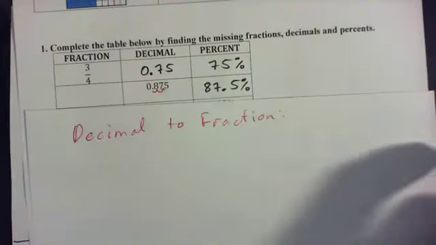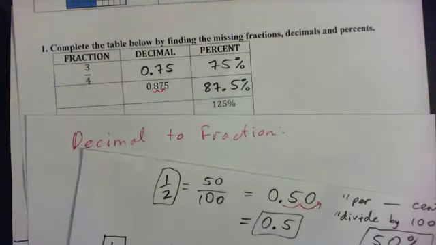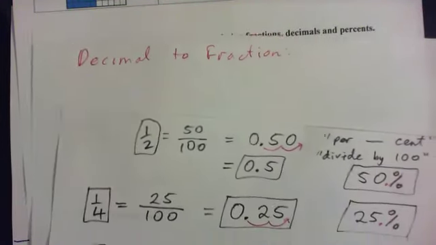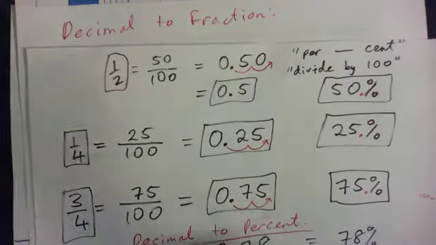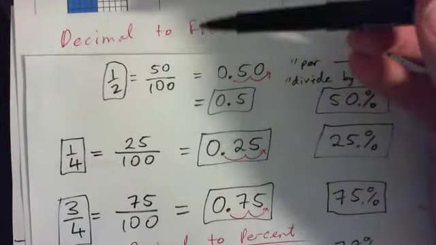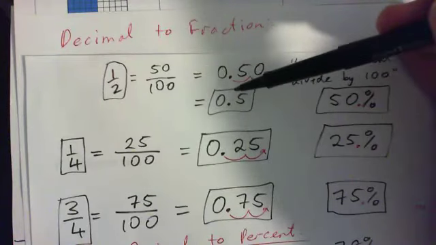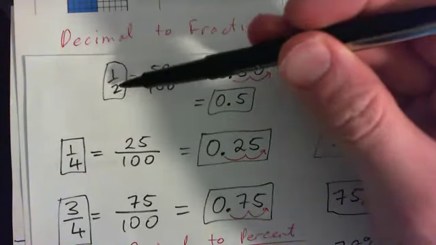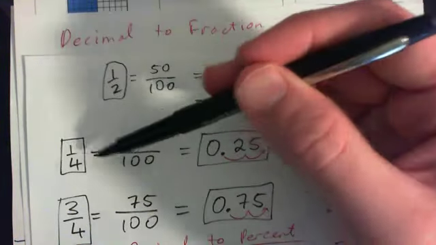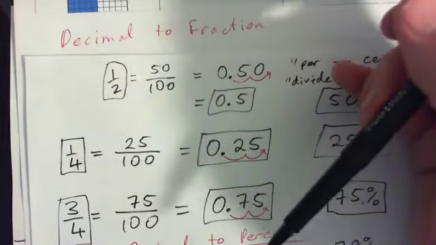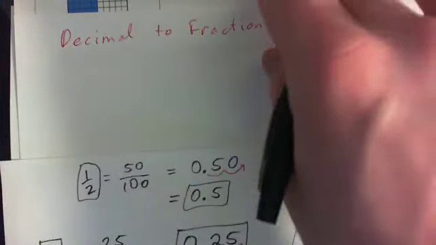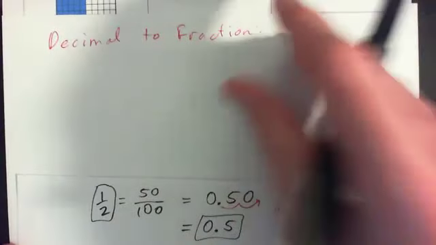Well, let's go back to the ones we understand. The half, the quarter, the 3/4. Okay? How would I get from a half to 0.5? Or, well, sorry, the other way around. How would I get from 0.5 to a half? 0.25 to a quarter? 0.75 to 3/4? Okay? Let's start with 0.5 to a half.